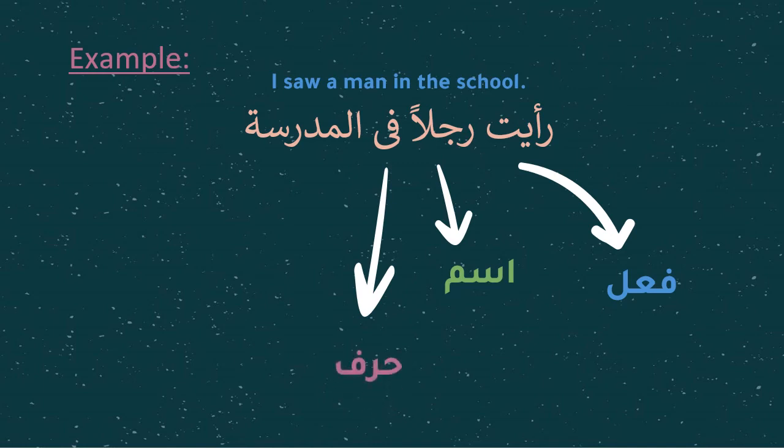Lastly we have al-madrasa. Madrasa means school. So it is a noun. So these are the four words, all categorized under either ism, harf or fi'l.